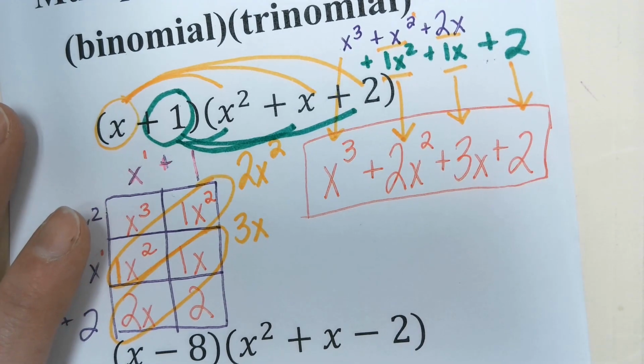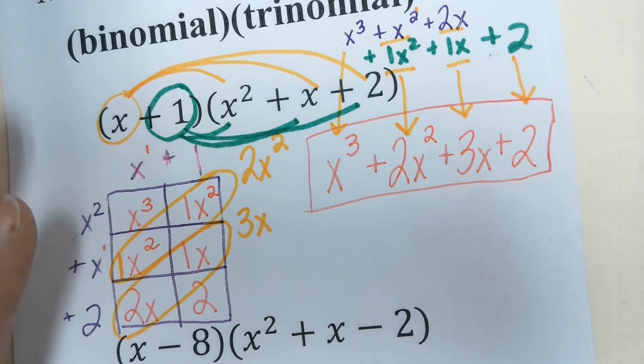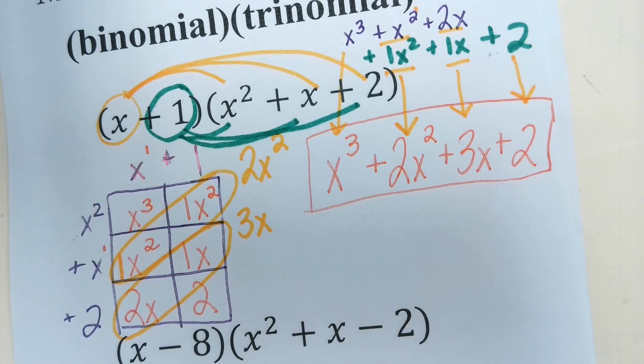All these arrows kind of get crazy. So that's why I like the box. I think the box is more organized. But if you like double distribution, go for it. I'm going to do all these in the box method, I think I decided. All right, let's go to the next one.